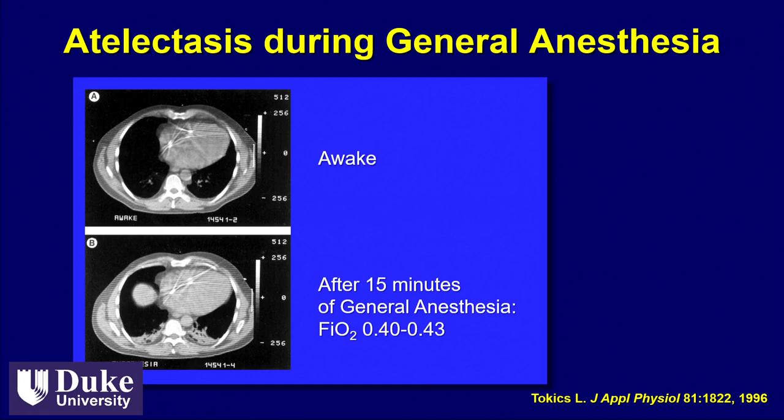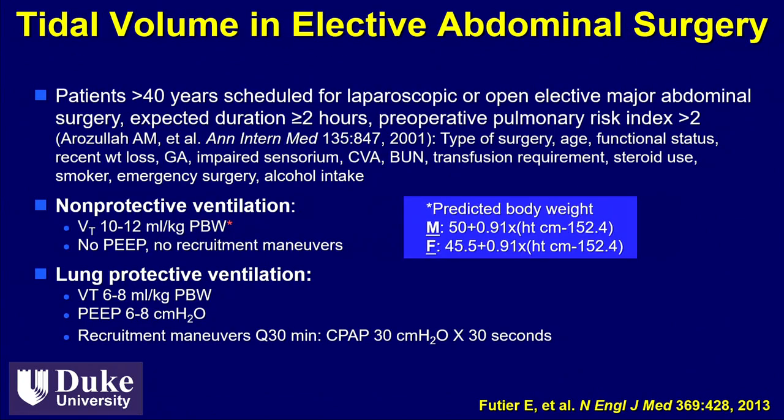Now, the question is, does this apply to general anesthesia in patients, most of whom have relatively normal lungs to start with? Several studies now have shown, as Dr. Pierce just mentioned, that atelectasis is almost universal in general anesthesia. So does this principle apply to the slightly lower lung volume that occurs as a result of minor atelectasis? And this study by Futier in 2013 supposedly settled the argument.